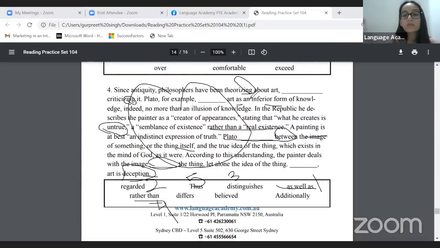So regarded goes with as, distinguishes is better than differs. Also differs goes with from, and distinguishes when between, and one and two are written after the blank, then distinguishes. Rather than, because we have to show negativity. If we put as well as, there is nothing negative in that sentence. And the last one is the conclusion. So that is why thus should be the answer.